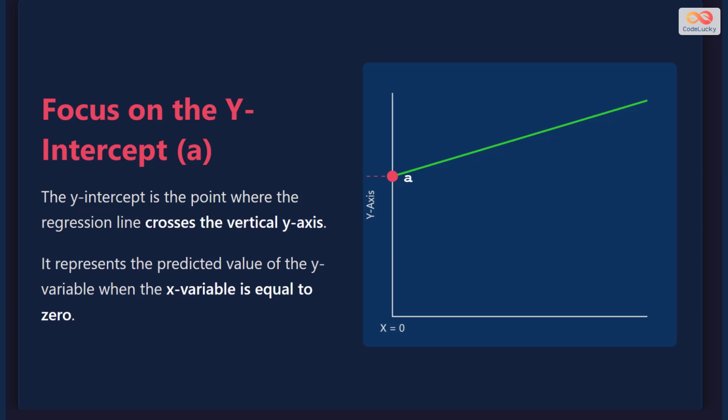The y-intercept is where our regression line crosses the vertical y-axis. This happens when the x variable is equal to 0. So, the y-intercept gives us the predicted value of y, specifically at the point where x is 0.